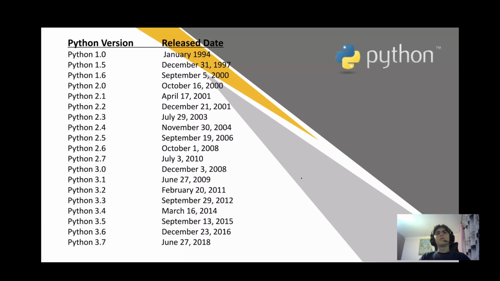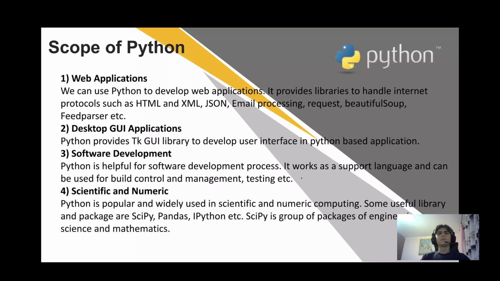Here we can see the Python versions. The latest version nowadays is Python 3.11.3. So we have seen that it is not updated very often. It is updated rarely, but it's still good.